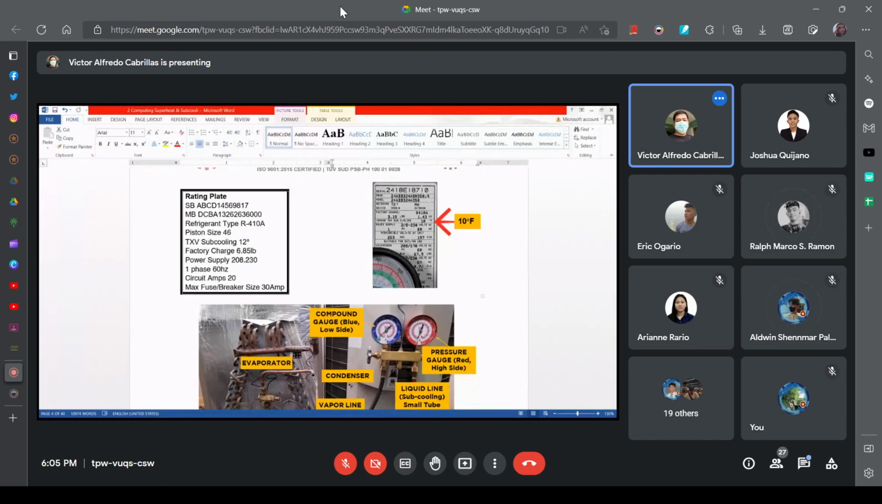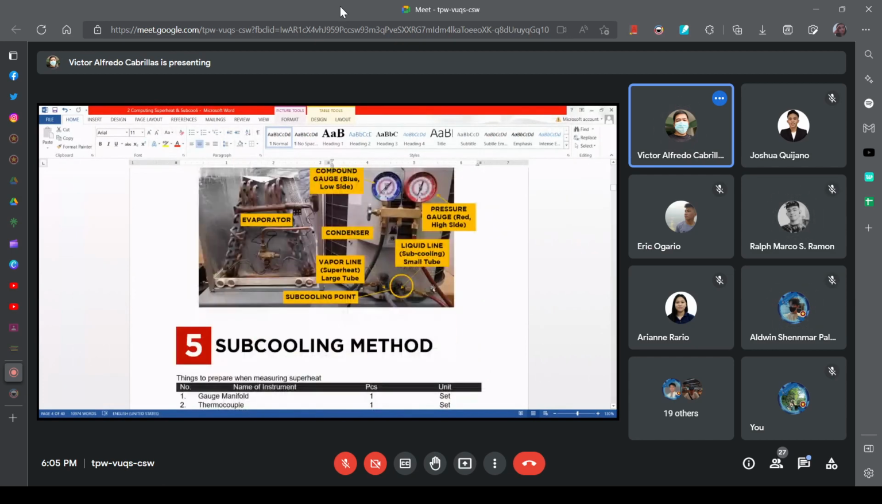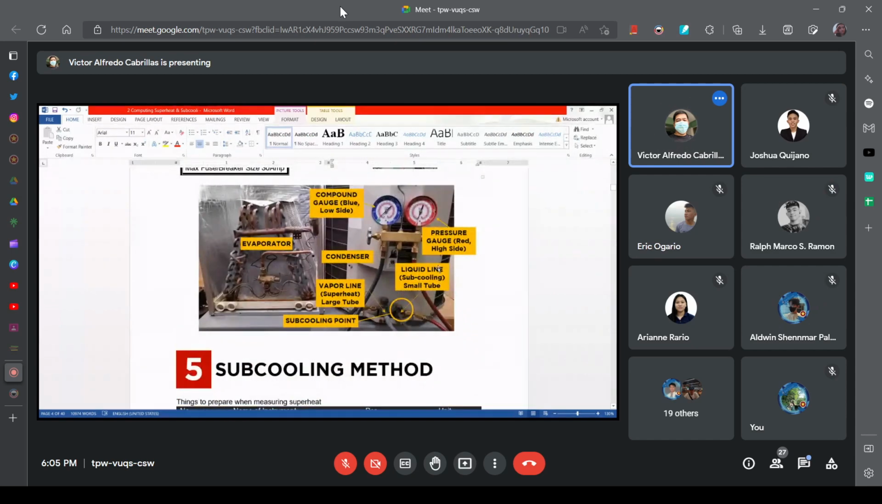Yes po. Okay. So, yung low pressure gauge, we call it also compound gauge. Yun yung blue. Yung high pressure gauge, we call it also the pressure gauge, which is the red or the high side. So, ito yung evaporator, ito yung condenser, vapor line, subcooling point, ayan, liquid line.